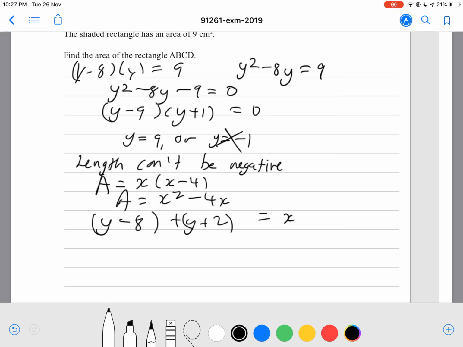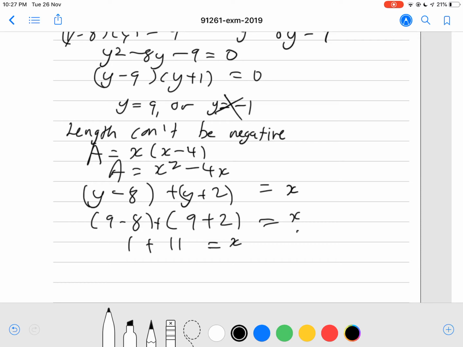However, we do know that our y value is 9, so we can substitute that in. So 9 minus 8 plus 9 plus 2 equals x. Sorry, this is plus here. So 1 plus 11 equals x. Therefore, x equals 12.